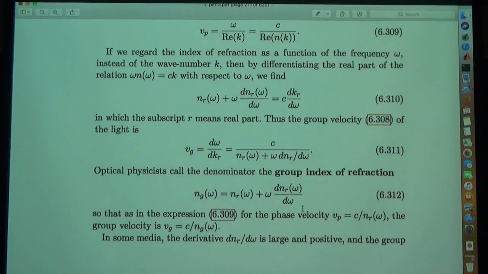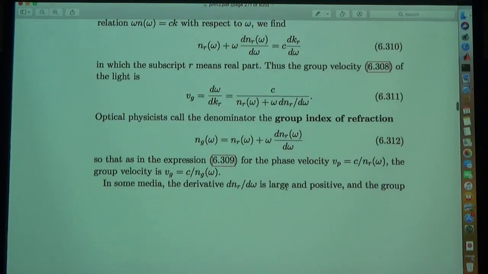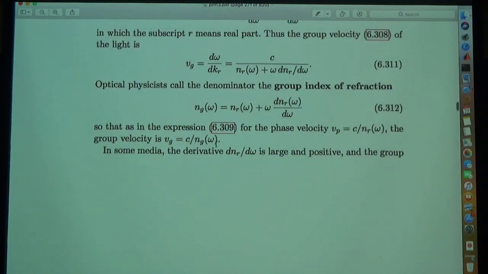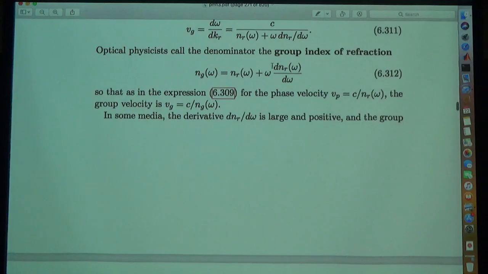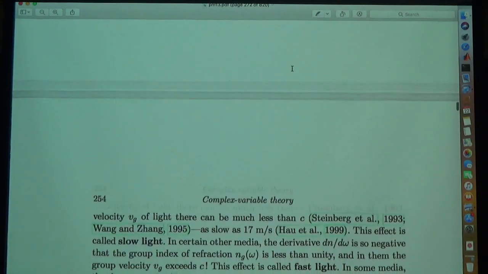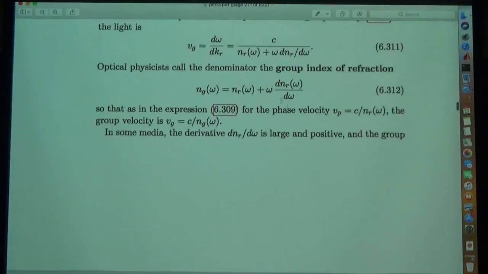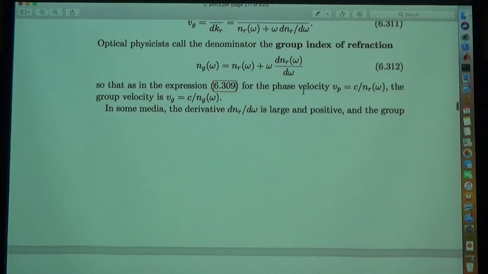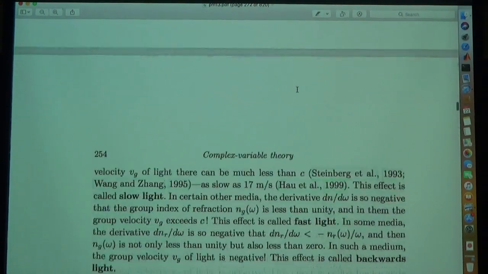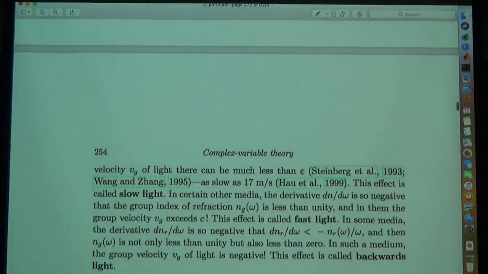And here we're thinking of n as complex. So this n is, as I said, complex. Now, what is this derivative? Well, this is the index of refraction, the group index of refraction. This thing can be big, small, zero, whatever. If it's large and positive, then the group velocity can be slow, and this is slow light.